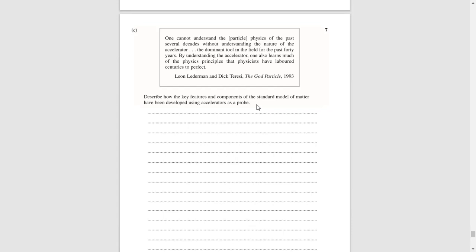And doing the exam now, you would probably use the Higgs boson as one of the more recent and also more clear examples of such a development.